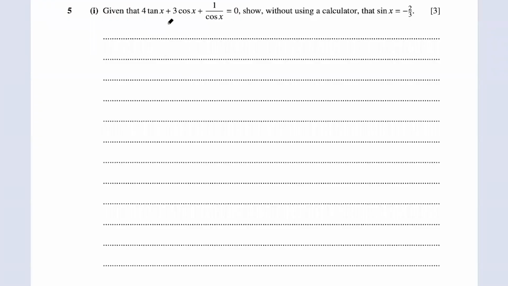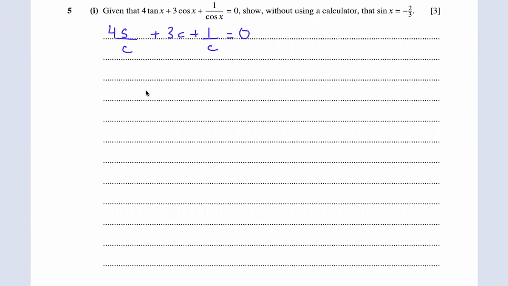Question 5, we have an equation 4 tan x plus 3 cos x plus 1 upon cos x equals 0. We have to show that sin x is equal to minus 2 upon 3. So starting with tan x, we know that tan is sin upon cos. So we can write 4 sin x upon cos x plus 3 cos x plus 1 upon cos x equals 0.